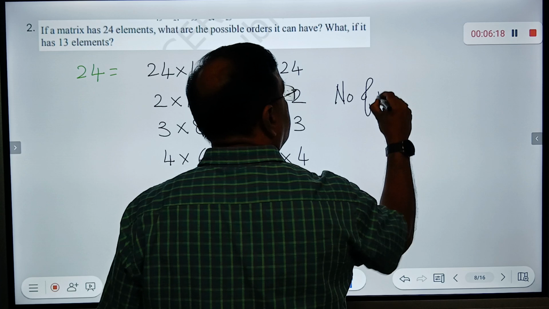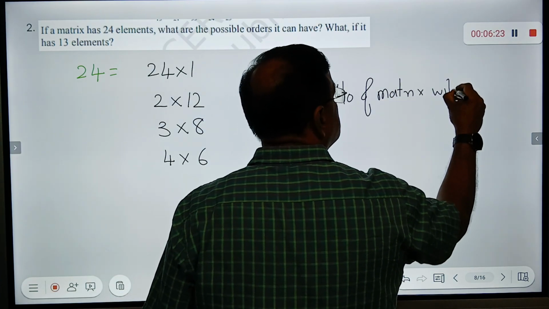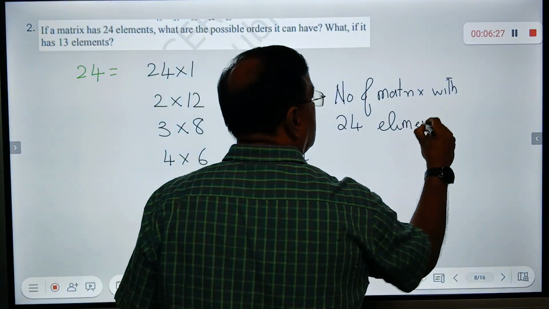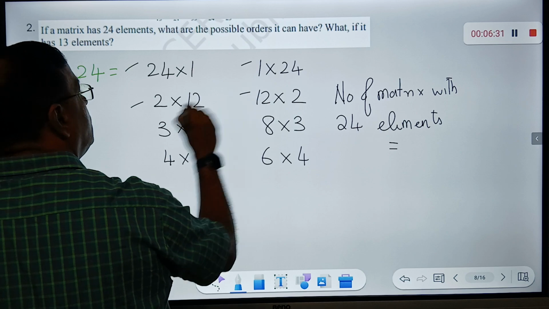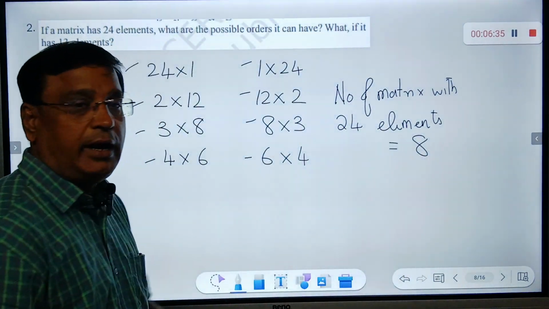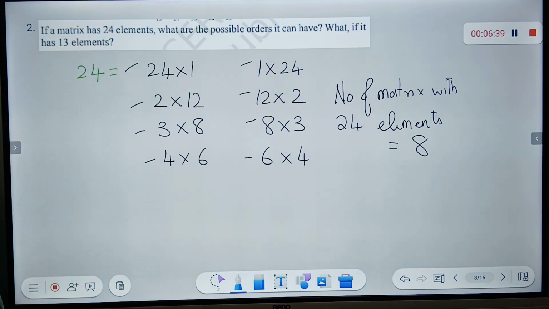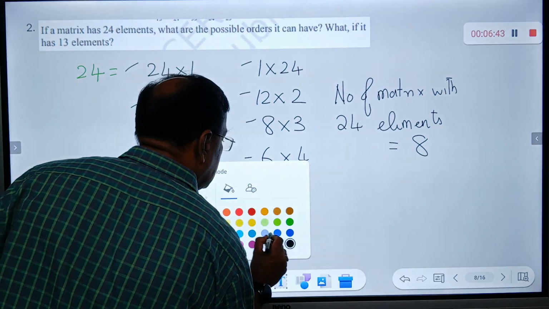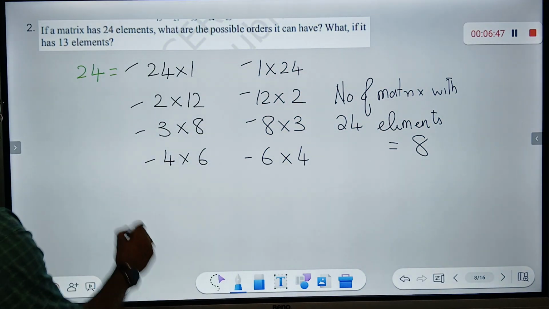The number of matrices with how many elements? With 24 elements is 1, 2, 3, 4, 5, 6, 7, 8. You can have 8 matrices whose number of elements will be 24. Correct? Now the second part of the question is, he wants to know what if it has 13 elements?